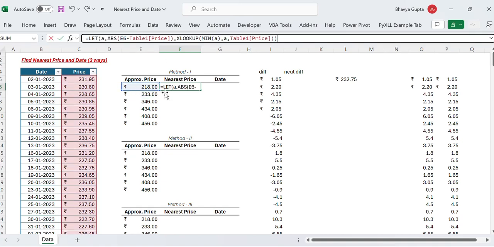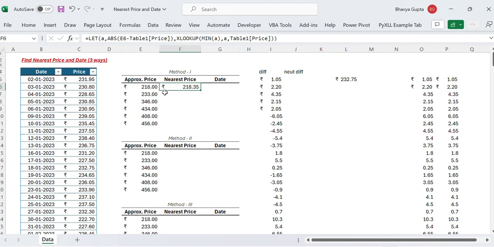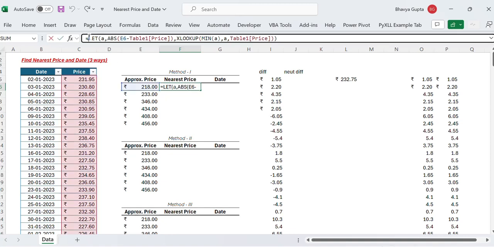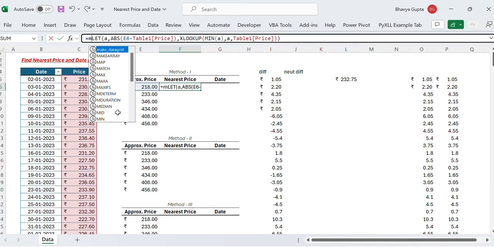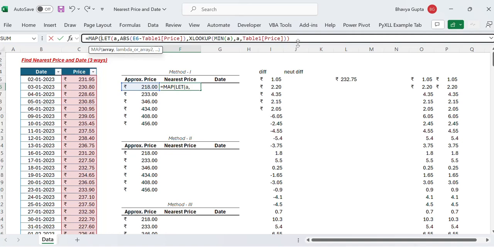And let's say we do this for 218 now. So we are getting this result. Now we wish to do this for each of the values here in this list and get the result as a dynamic array. So for that we can use the MAP function. The MAP function will apply this operation on each of the values in the array that we will select. So let's say we select this array, comma, we will write the LAMBDA here.